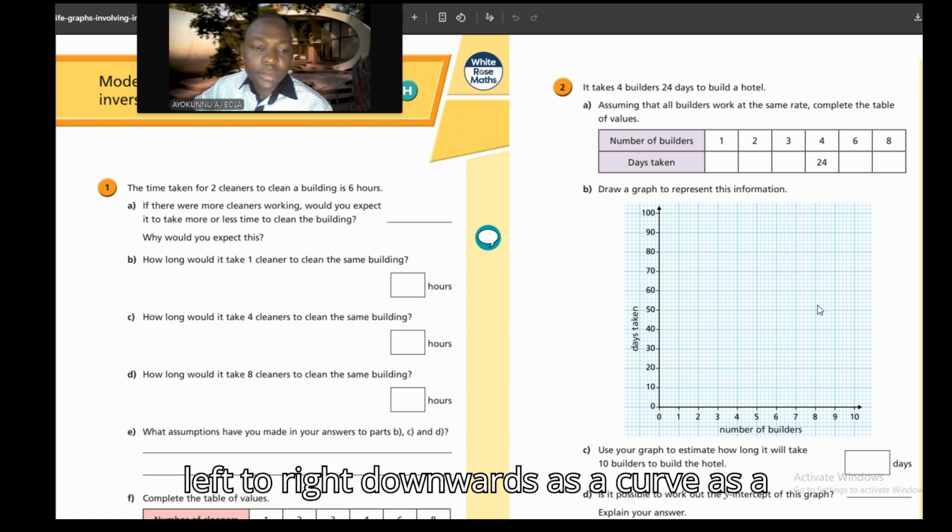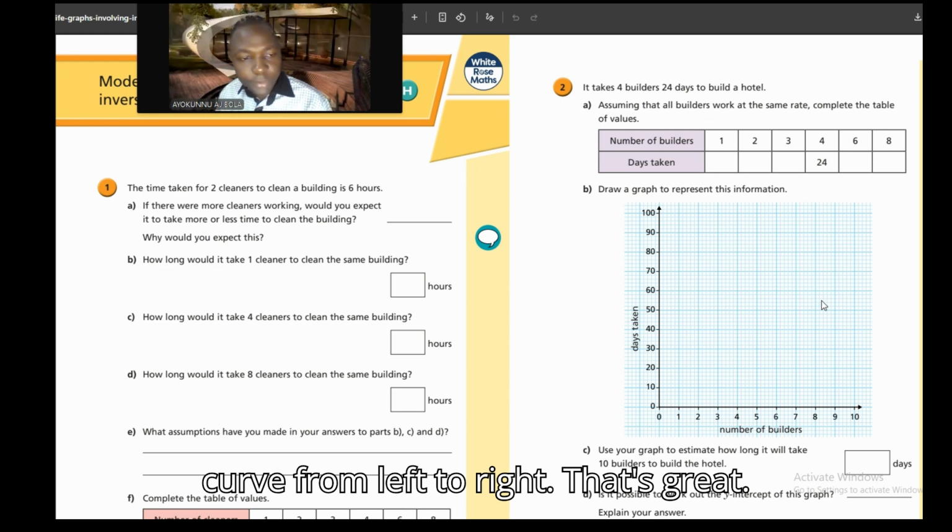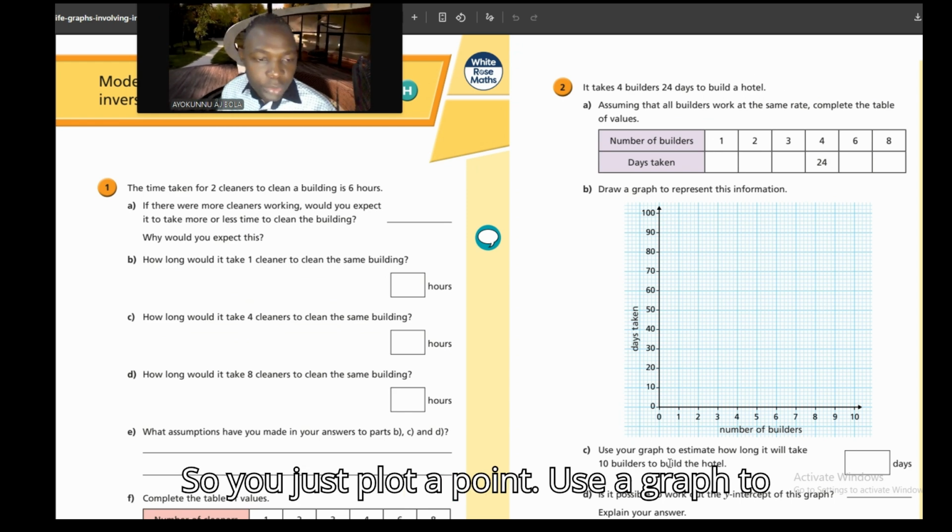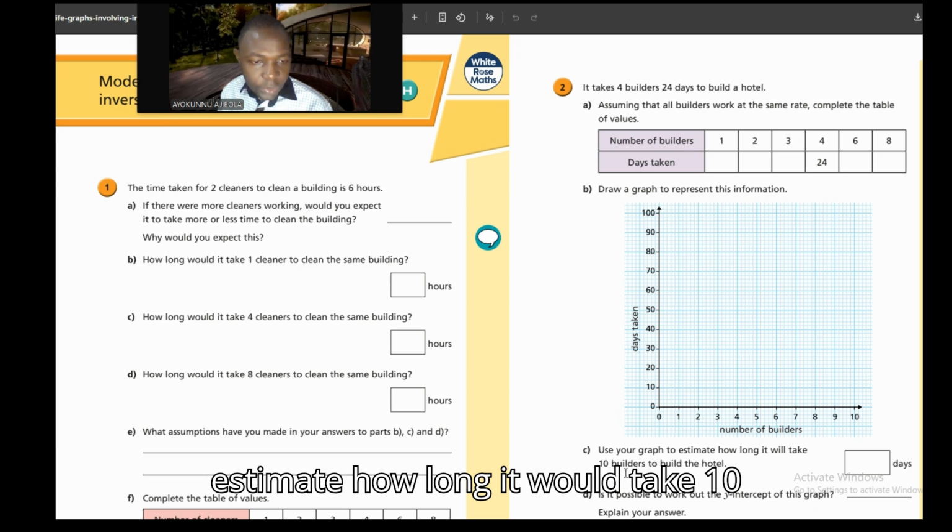From left to right? Downwards as a curve. As a curve from left to right. That's correct. So you just plot the points. Use a graph to estimate how long it would take 10 builders to build a tower.